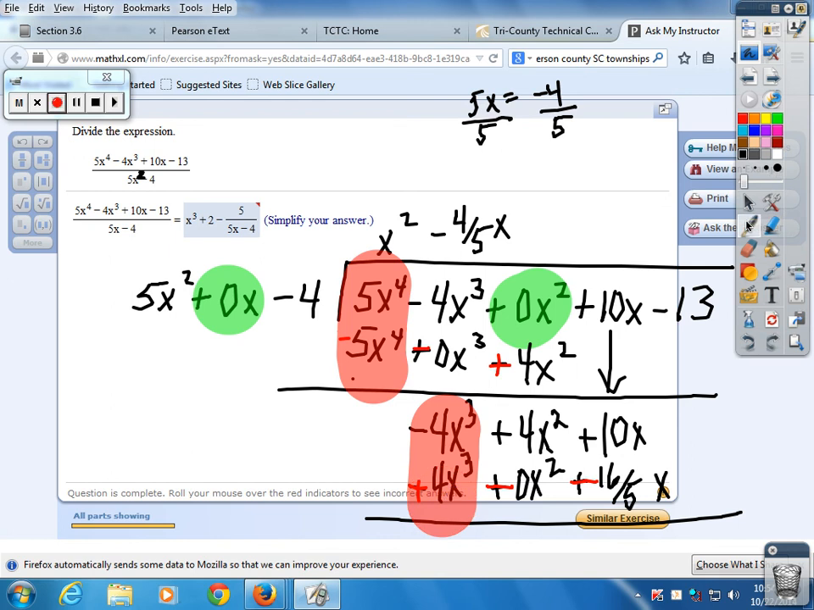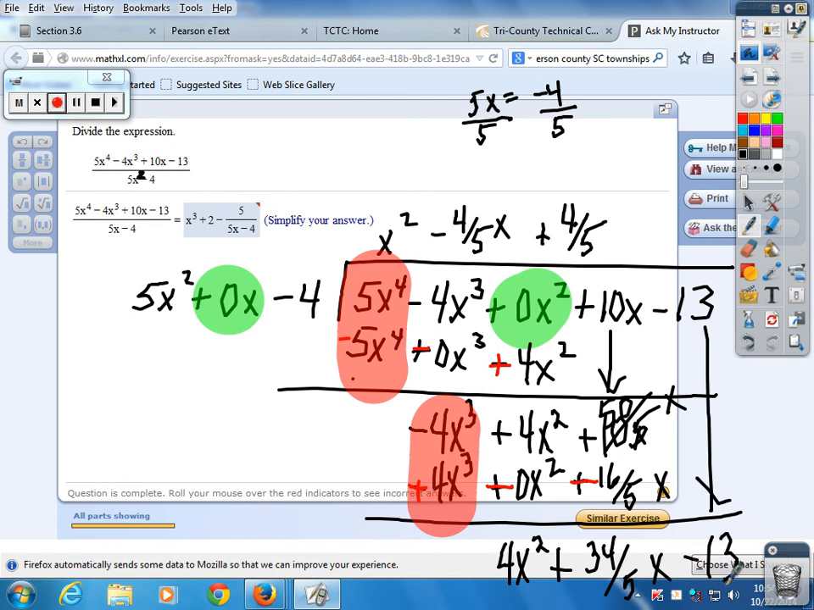And you're left with 4x squared. 10 changes into what? 50 over 5x. 50 minus 16 is what? 34 fifths x. And then you finish it out by multiplying again by -4/5 or +4/5. And that's 13, -13. And that should get you down to a number.